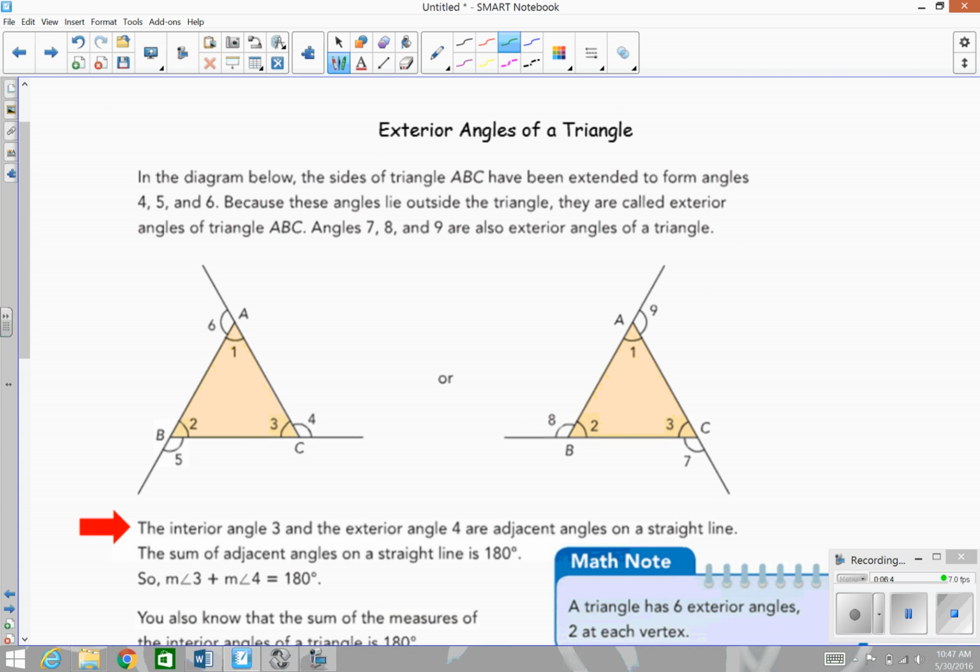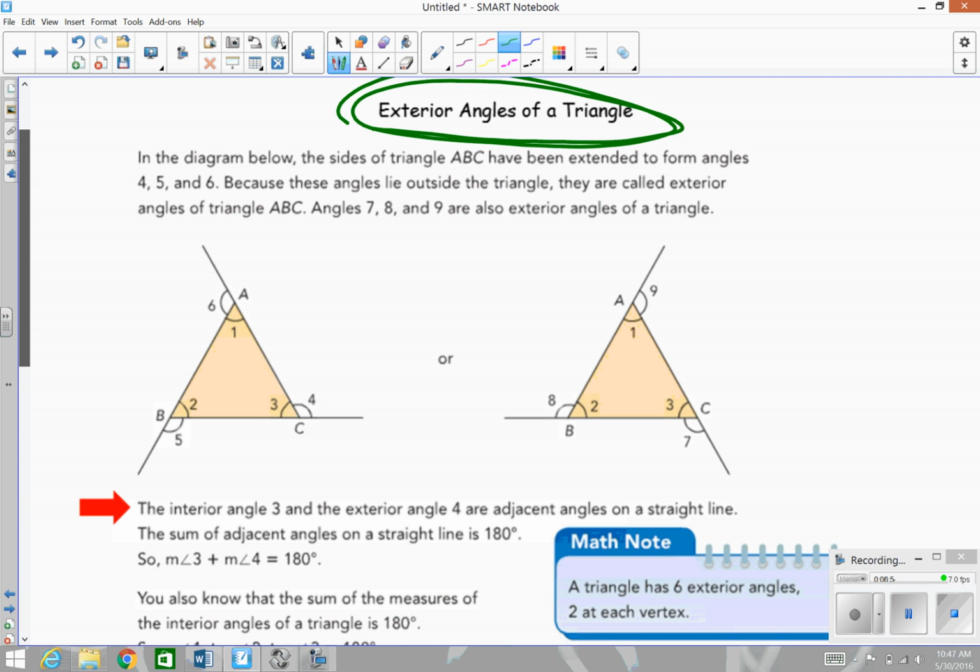Now that you've mastered interior angles, I want to talk about exterior angles because those also have properties when it comes to triangles. Okay, so this says, in the diagram below, the sides of triangle ABC have been extended to form angles 4, 5, and 6. Because these angles lie outside the triangle, they are called exterior. Angles 7, 8, and 9 are also exterior. So depending on which direction you extend those sides, you'll get different exterior angles.